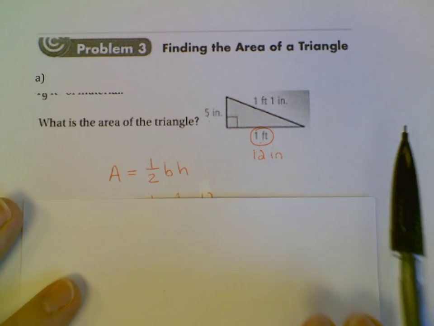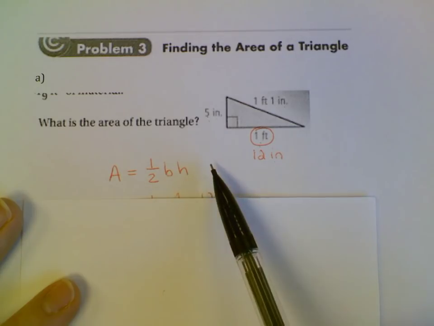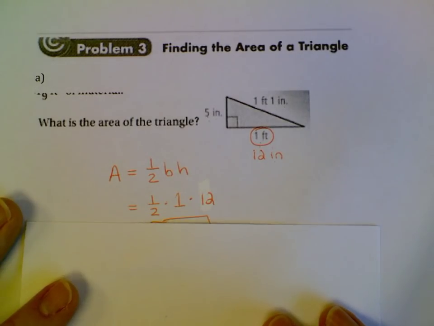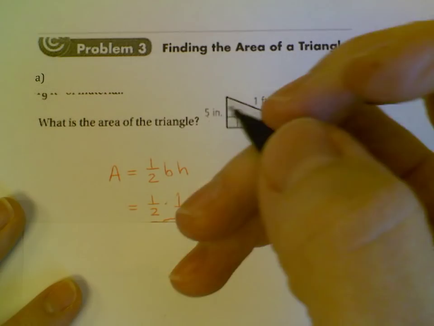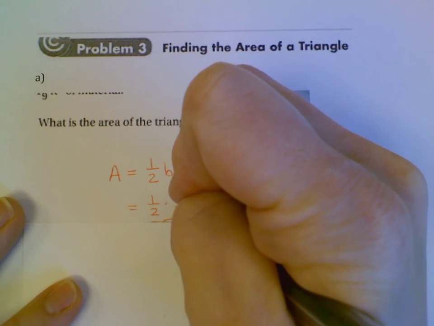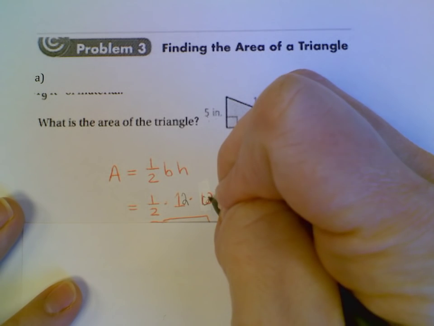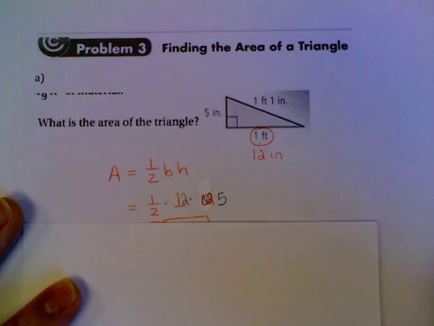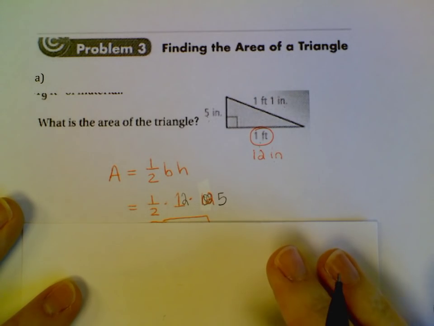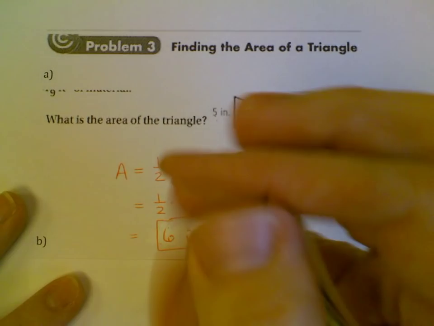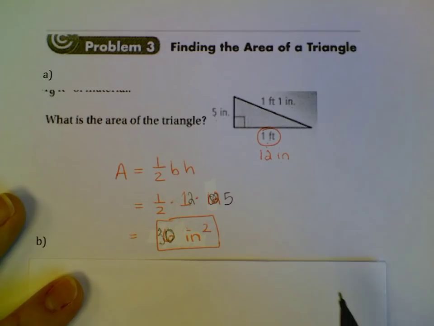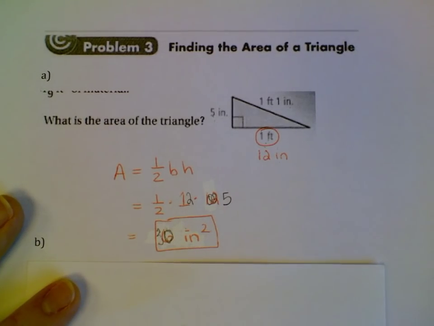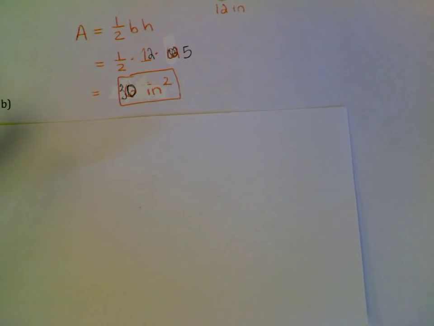So now looking at my formula, I'm going to do 1/2 times base times height. So I'm going to do 1/2 times my base, which is 12, and my height, which is 5. So then I would just plug those into my calculator, and you should be getting 30. And then put on my label, so I get inches squared. See if you can find the area of the triangle in the next question.